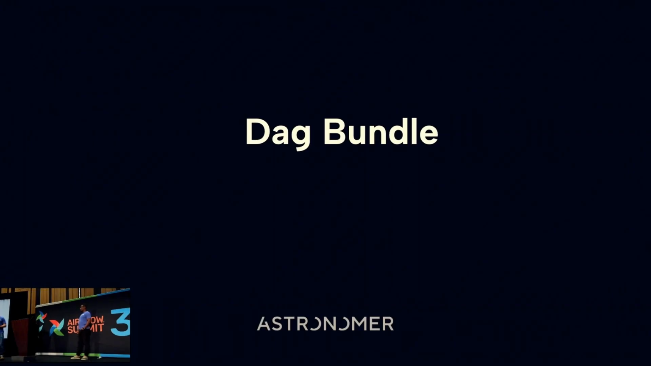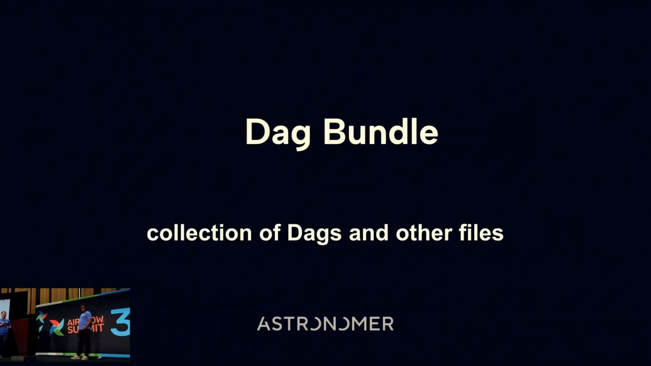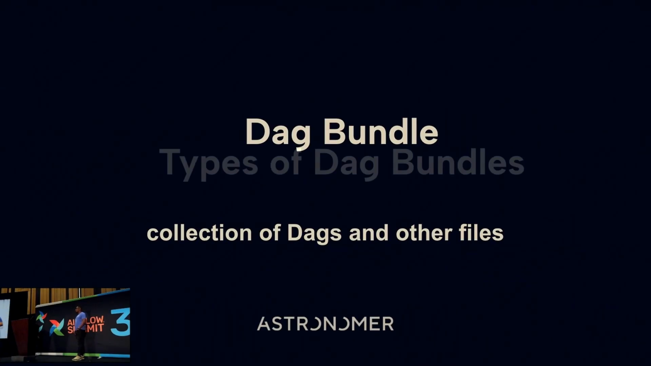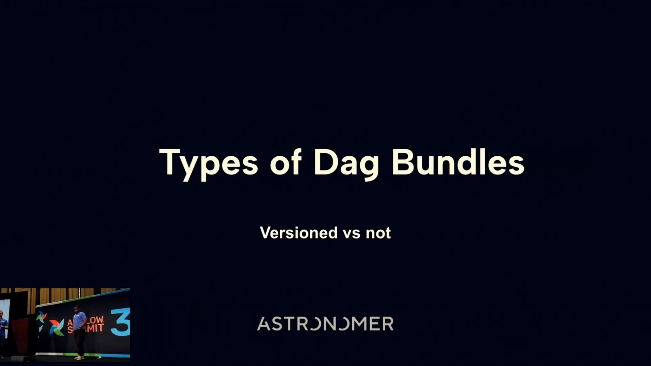And so that brings us to DAG bundles. It's a collection of DAGs and other files. The other files bit is important. We do want to version all of those things together. We need to version them all together. If you imagine you had a SQL file, you want to run with the same DAG code, the same SQL file. We have different types of bundles, some that are versioned, some that are not. Like local development, for example, you don't want to have to deal with versioning. You just want to be able to run on your latest code, iterate quickly. You still get the UI features, of course, but you don't need the execution side versioning.